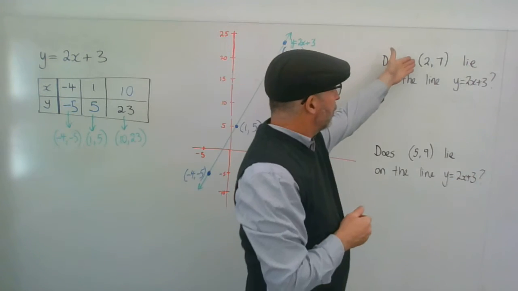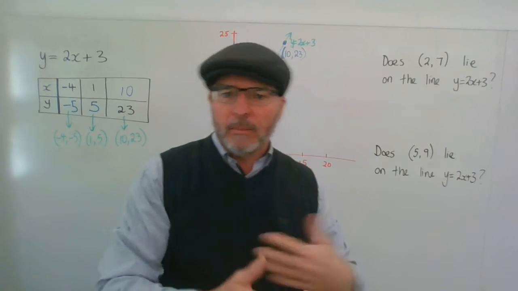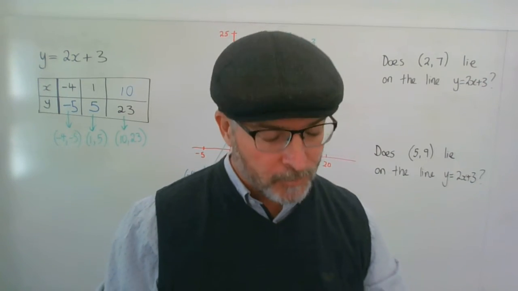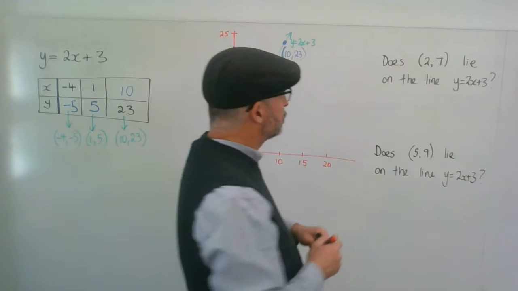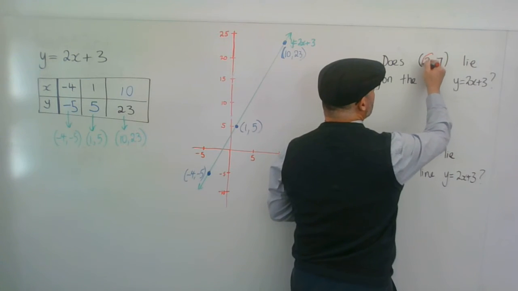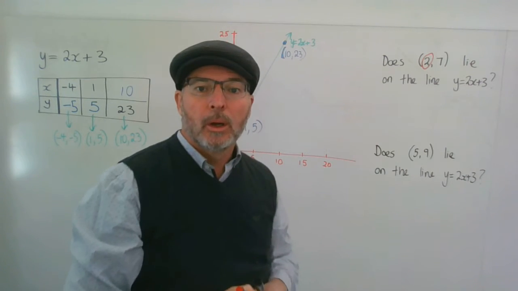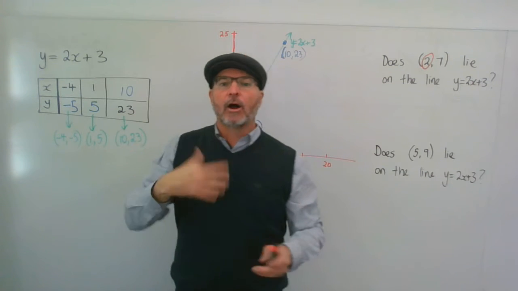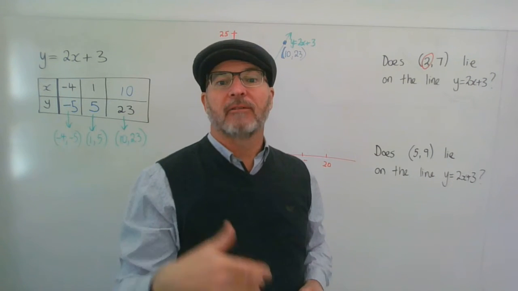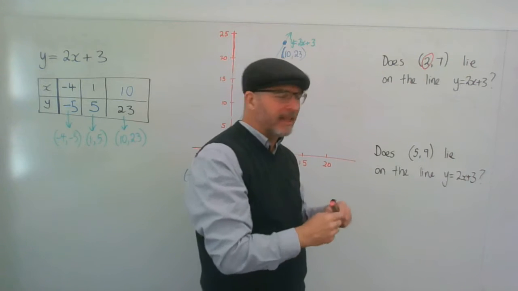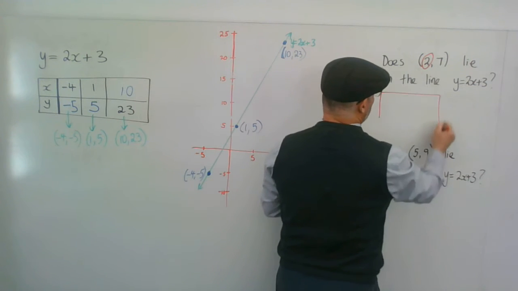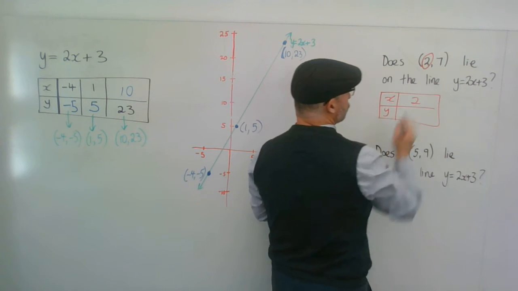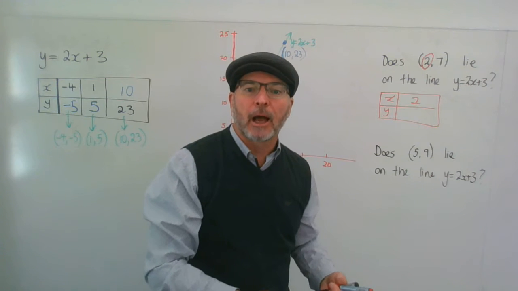So here's a couple more points, 2, 7 and 5, 9, and I'm going to figure out whether they lie on that line or not. But I'm going to do it the long way. What I'm going to do is I'm going to just go, okay, you've given me the number 2. I'm going to pop it into the rule, 2x plus 3, and I'm going to see what number comes out for y. So it's equivalent to filling in a function box. If I had this function box with x and y, and you gave me the number 2, I want to figure out what number goes with it.